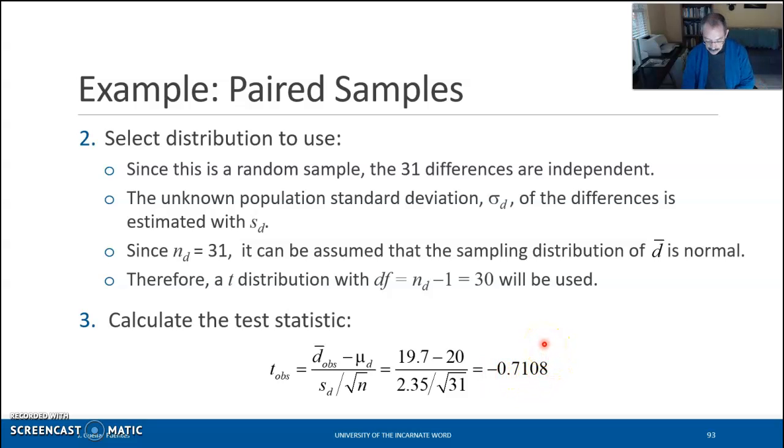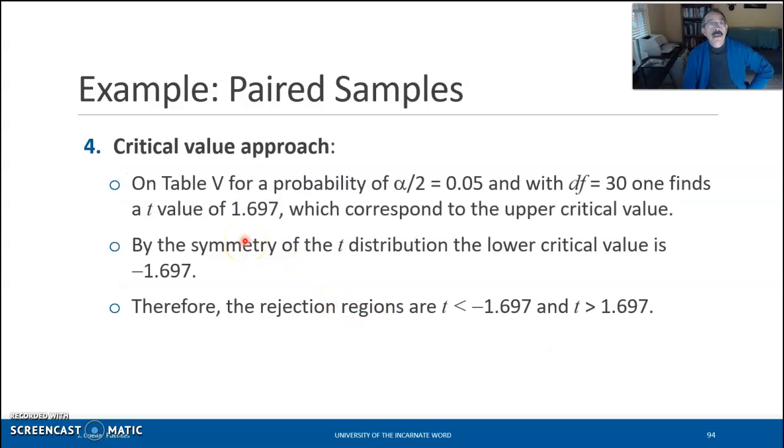All right, now that we know the value of the test statistic, we can look at the critical value approach to find the rejection region, or rejection regions, because this is a two-tailed test. So we use table 5, the table of t probabilities. We use alpha over 2 because this is a two-tailed test. So that's 0.05, and we know the degrees of freedom is 30. Looking at table 5, at the row for 30 degrees of freedom with the probability of 0.05, you find that the t-value is 1.697. And of course, this corresponds to the upper critical value.